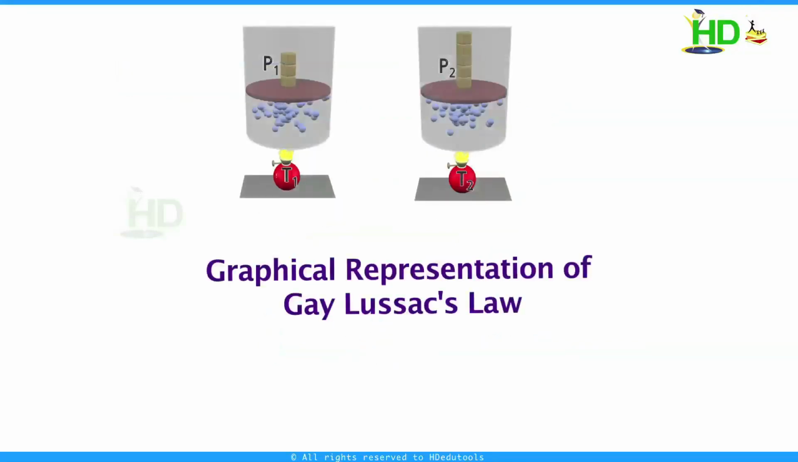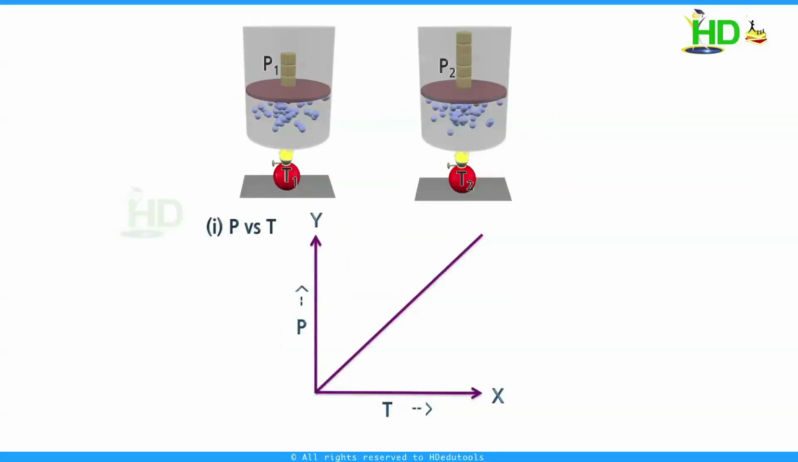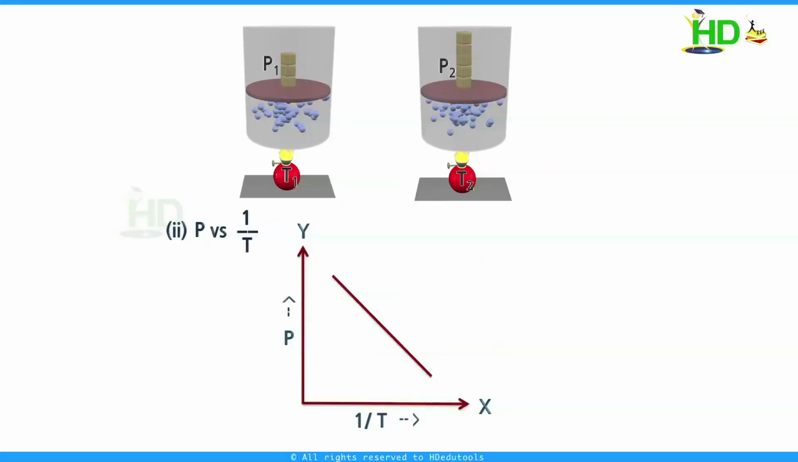And graphically this can be represented like this. If you draw a graph at constant volume, taking temperature on the x-axis and pressure on the y-axis, as P is proportional to T, you get a straight line passing through the origin. From this graph, we can understand that at T equal to 0, that is at absolute zero temperature, the pressure of the gas is equal to 0. Similarly, this is the graph of P versus 1 by T, taking 1 by T along the x-axis and pressure along the y-axis at constant volume. We get a straight line having negative slope.